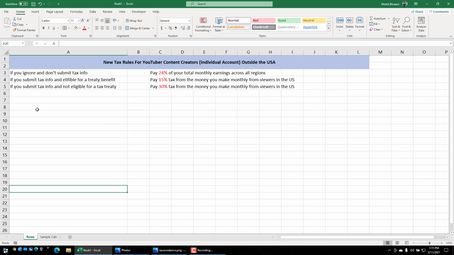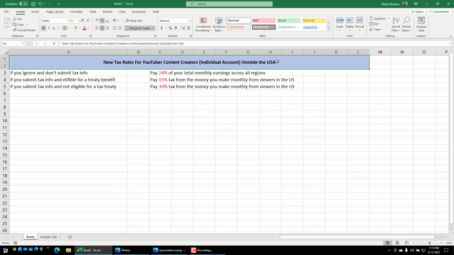As you can see here, this is for the individual account. So there are three scenarios, and this is for the content creators outside the US. If you just concentrate on this thing, if you are based outside of the US and you're not a citizen of the United States, then it is applicable. And there are three conditions.